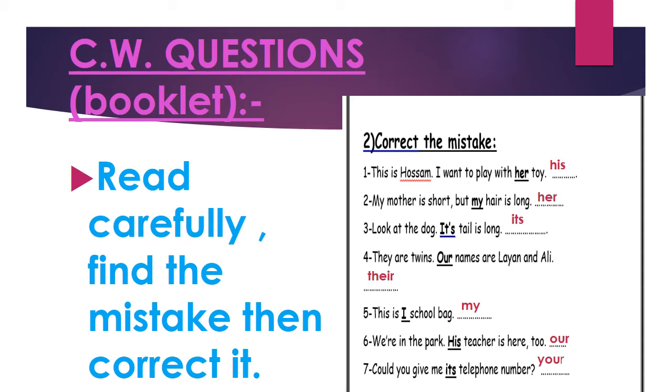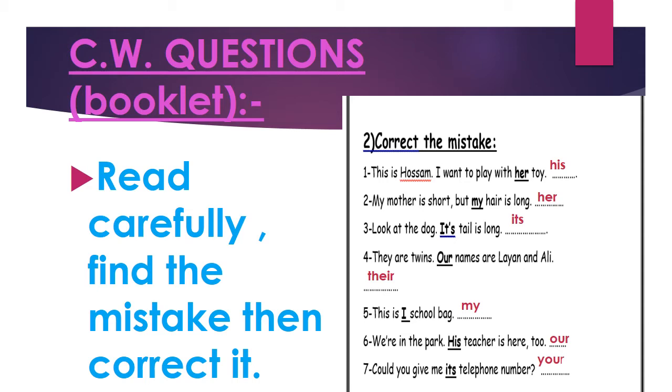Number 4, they are twins. Our names are Lian and Ali. Here I'm talking about Lian and Ali. So they take personal pronoun they. They takes their in possessive adjectives. So the correct sentence will be they are twins. Their names are Lian and Ali.